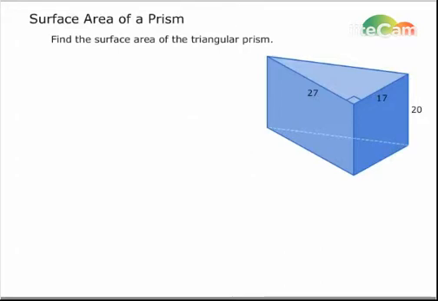Let's practice finding the surface area of a prism. Find the surface area of the triangular prism. Now remember that a triangular prism is a solid figure with 2 triangular bases and 3 rectangular faces. Notice that our triangular base is a right triangle with a height of 27 and a base of 17.